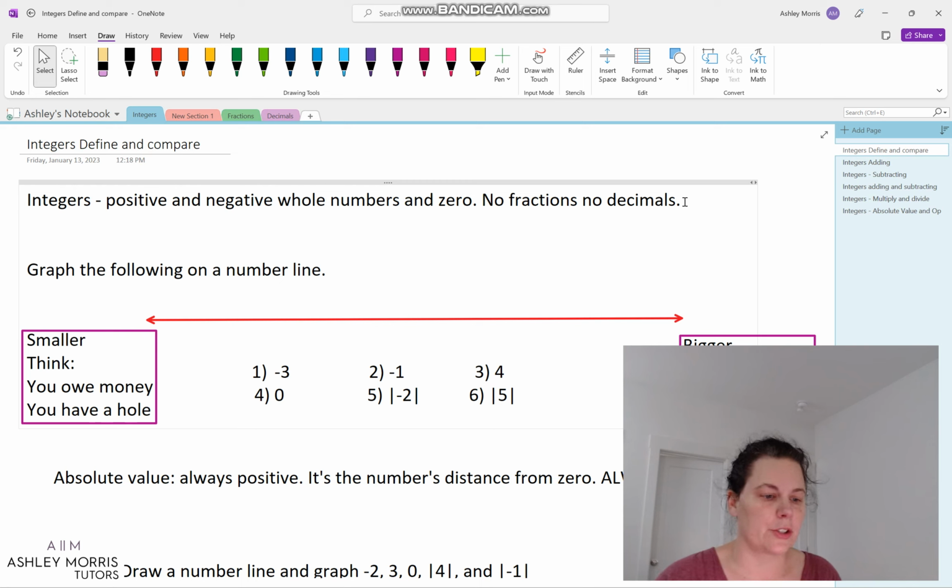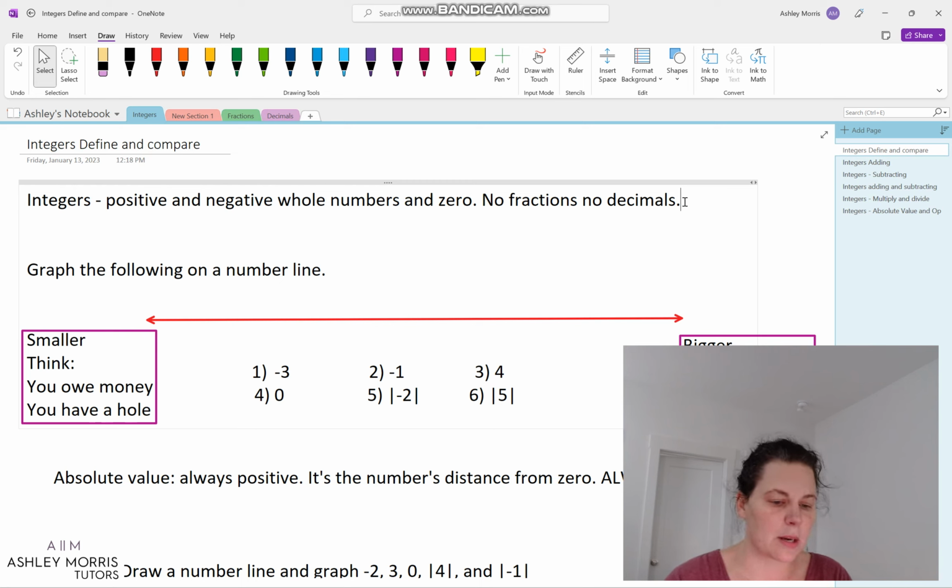So what are integers? They are positive and negative whole numbers and zero. No fractions, no decimals. So 1, 2, 3, 4, 5, and so on. Also 0. And then if we go the other way, we've got negative numbers, -1, -2, -3, and so on.